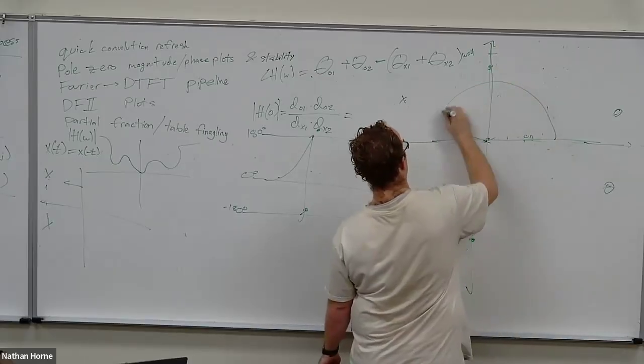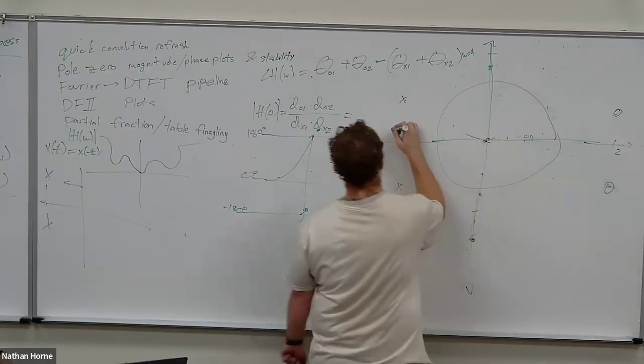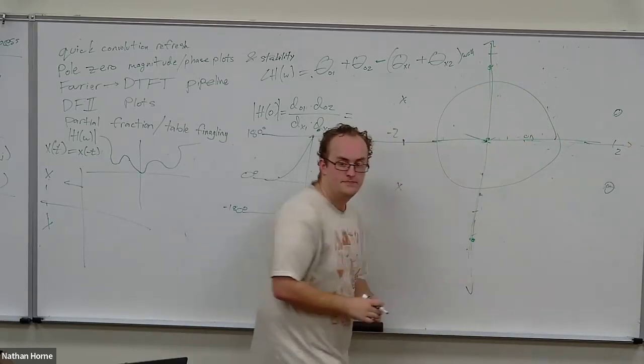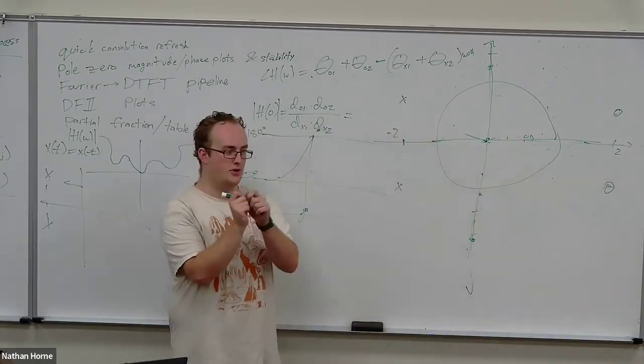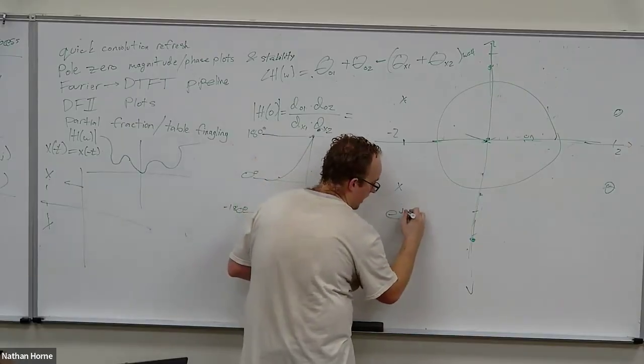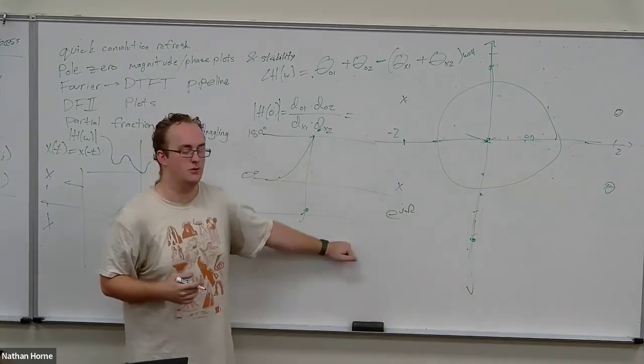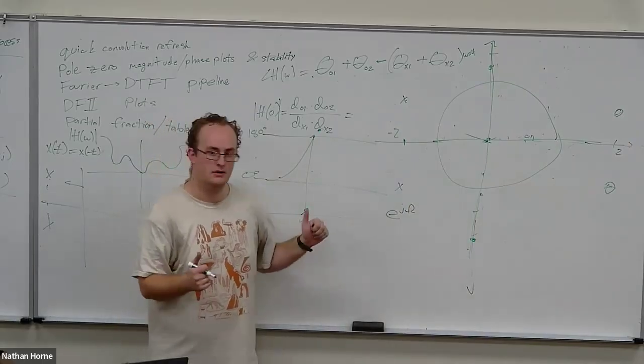Yeah, the unit circle lives right here. And you see how the unit circle is defined by e to the j omega. Does that make sense to everybody? We're comfortable with our Euler. Great.